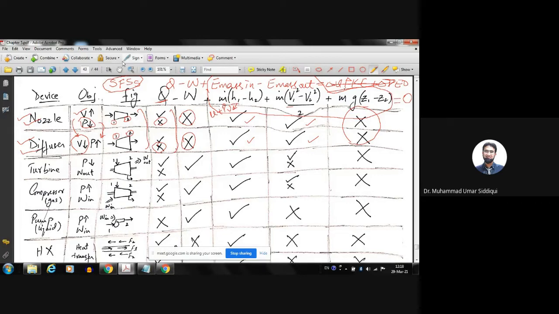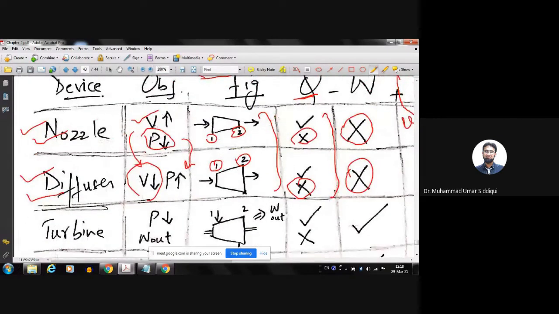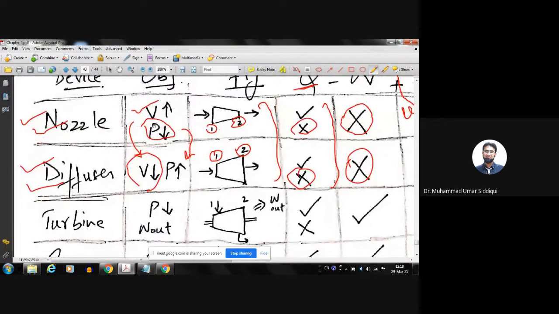Let's discuss another device, known as the turbine. First of all, what is a turbine? A turbine is not just a simple device. It's basically a machine. A turbine is a big device. It's a heavy duty device. It's basically a machine.